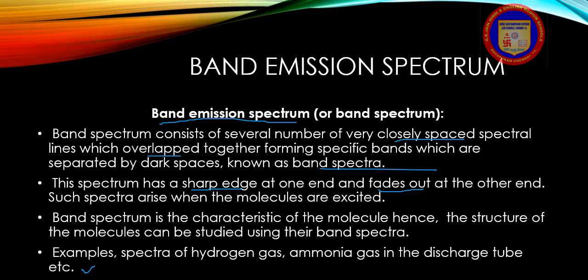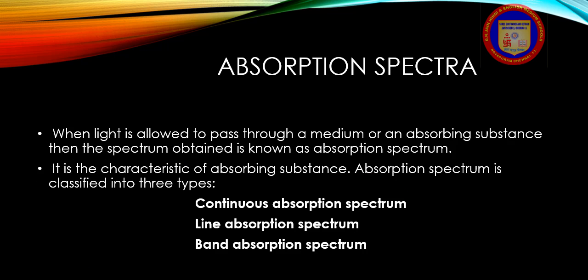Next, we'll go to absorption spectra. When light is allowed to pass through a medium or an absorbing substance, then the spectrum obtained is known as absorption spectra. Absorption spectra are classified into 3 types: continuous absorption spectrum, line absorption spectrum, and band absorption spectrum.